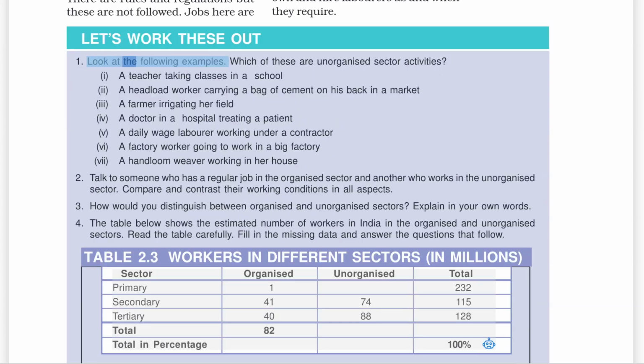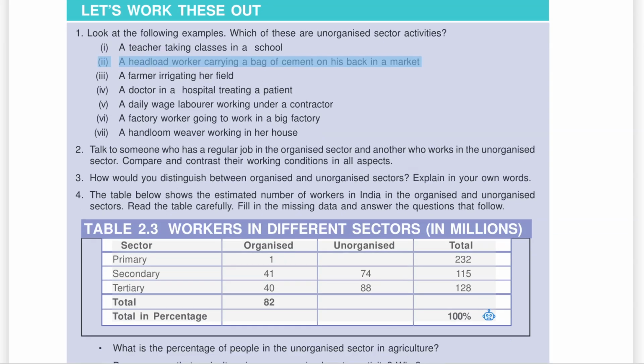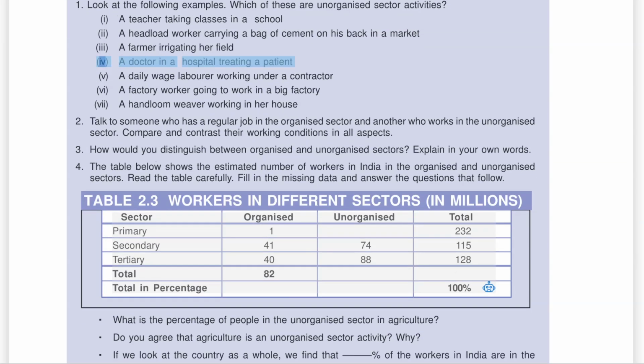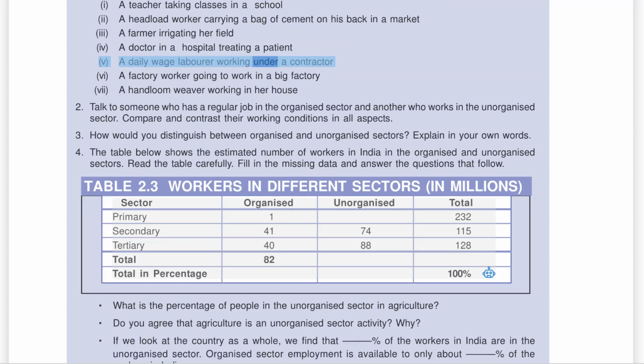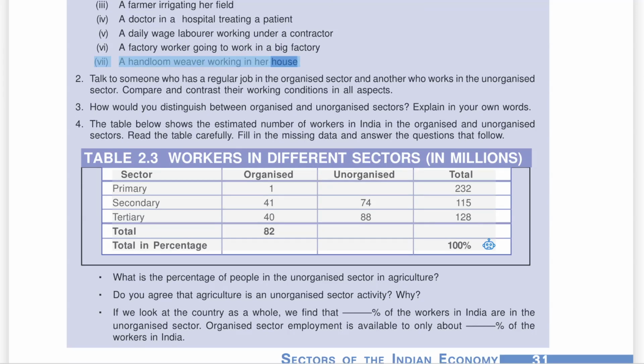1. Look at the following examples. Which of these are unorganized sector activities? 1. A teacher taking classes in a school. 2. A headload worker carrying a bag of cement on his back in a market. 3. A farmer irrigating her field. 4. A doctor in a hospital treating a patient. 5. A daily wage laborer working under a contractor. 6. A factory worker going to work in a big factory. 7. A handloom weaver working in her house.